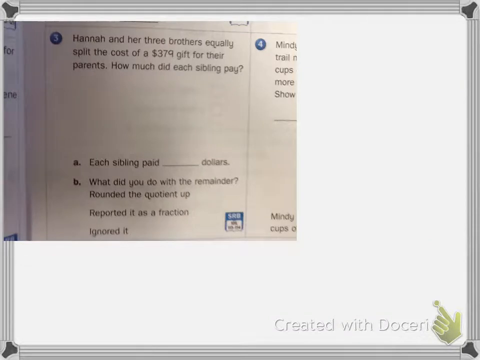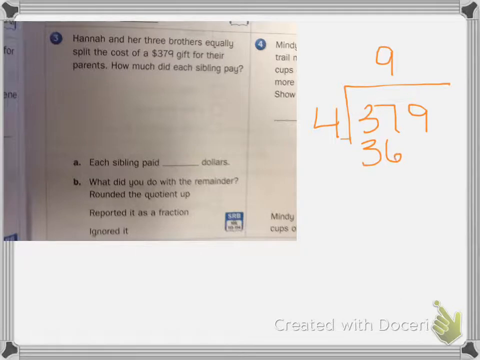Number 3 says Hannah and her brothers equally split the cost of a $379 gift for their parents. How much did each sibling pay? So, again, we have $379, and it's split between Hannah and her 3 brothers. So it's split 4 ways. So we have to divide it by 4. 4 cannot go into 3. However, 4 can go into 36 9 times. 9 times 4 is 36.